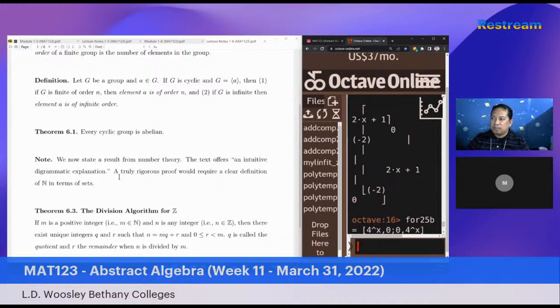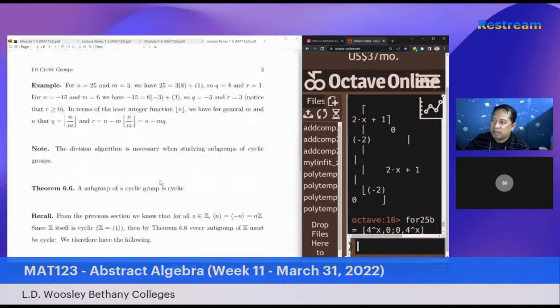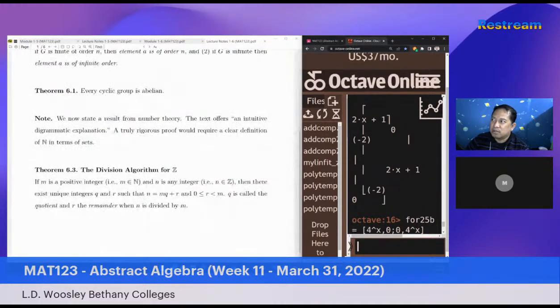We now state a result from number theory. The text offers an intuitive diagrammatic explanation, while a truly rigorous proof requires a clear definition of n. So we have here a long division.